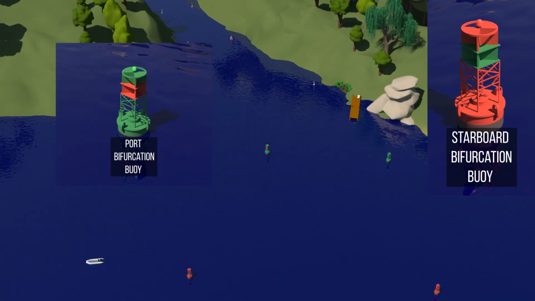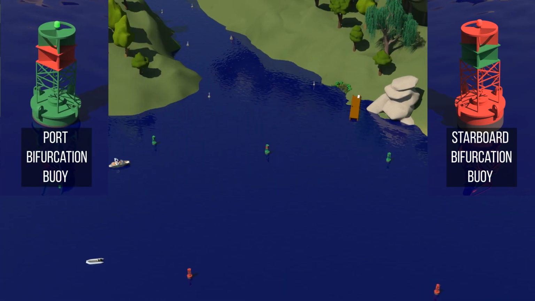Conversely, if the upper band had been green, it would have been a port bifurcation buoy. The main channel would be on the starboard side and the secondary channel on the port side.